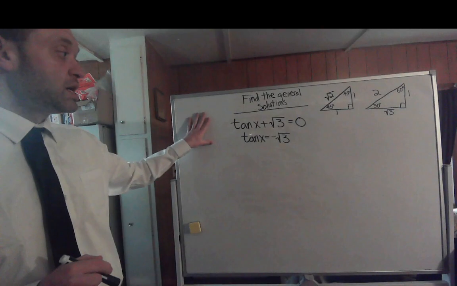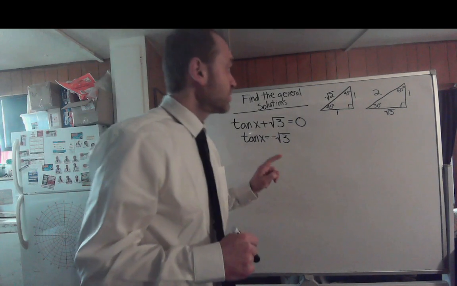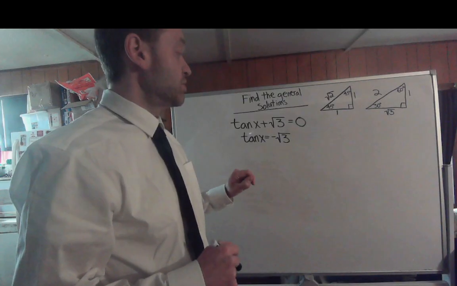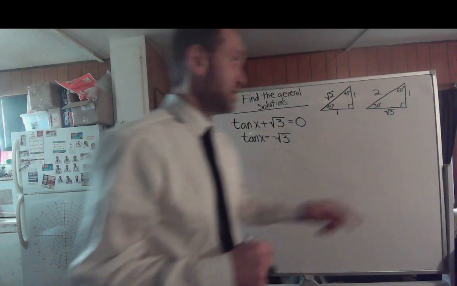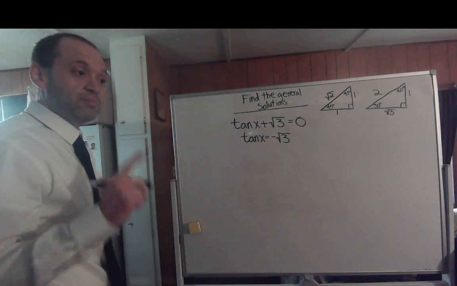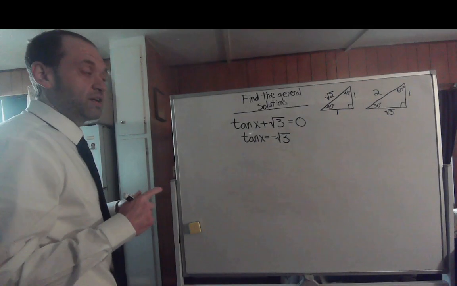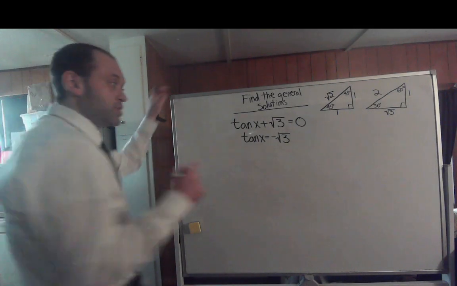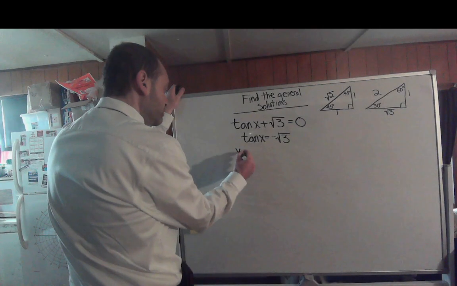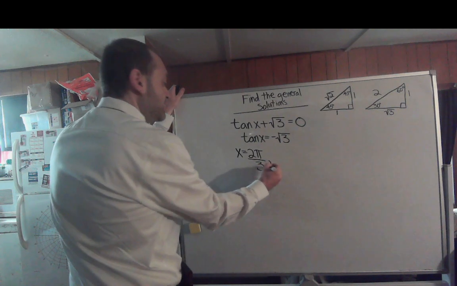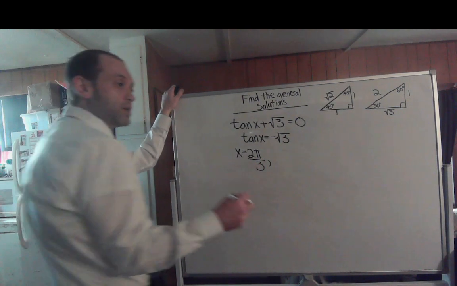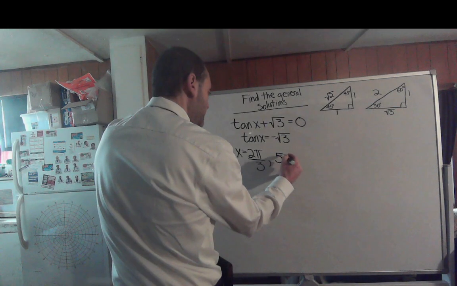So if we look at our 30, 60, 90 triangle, a tangent of 60 would give you positive square root of 3, so this is going to be based on a 60-degree reference angle. So in the second quadrant, you would get that x equals 2 pi over 3. And then again, in the fourth quadrant, that would end up being 5 pi over 3.